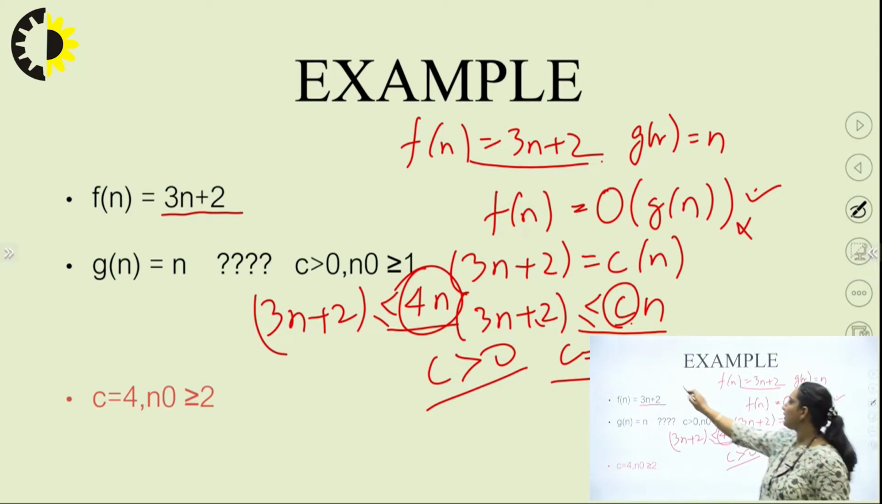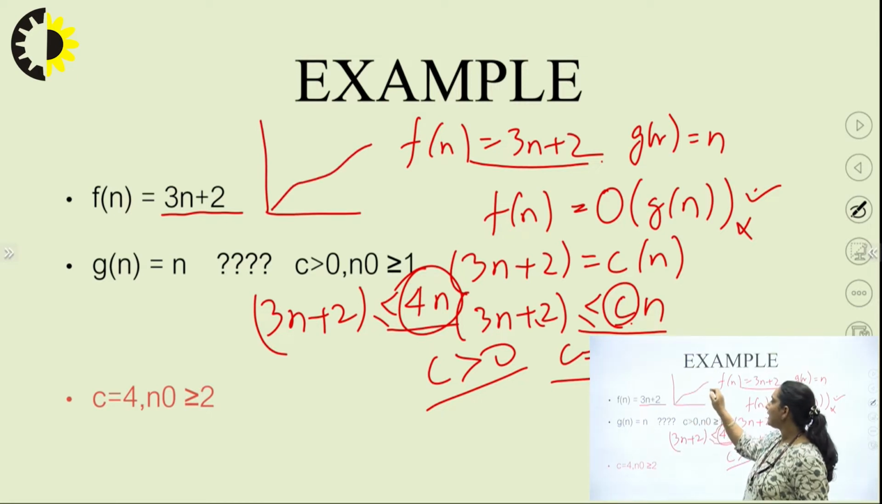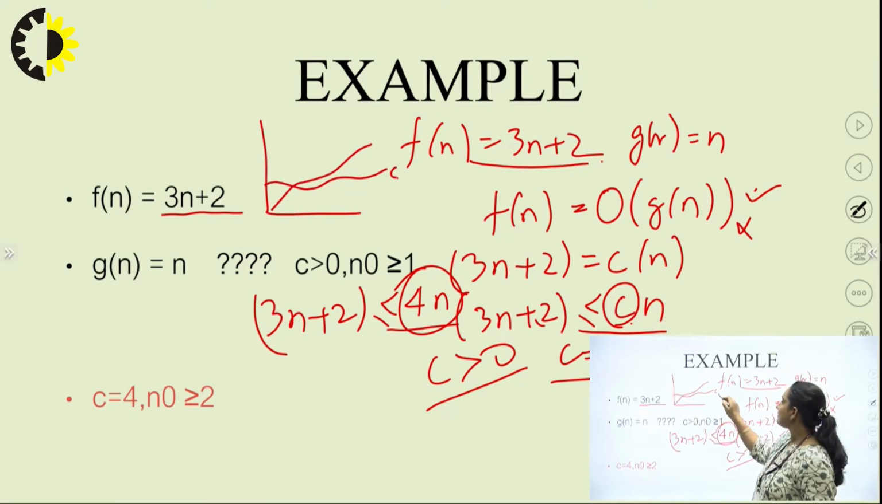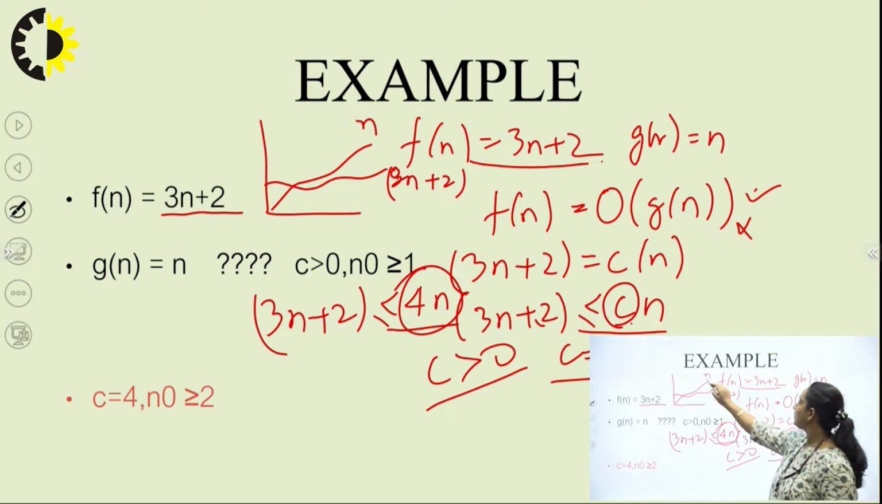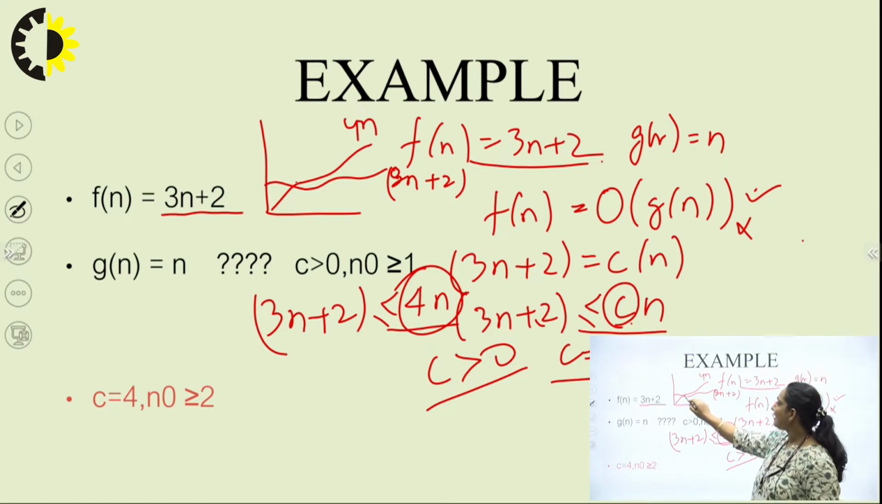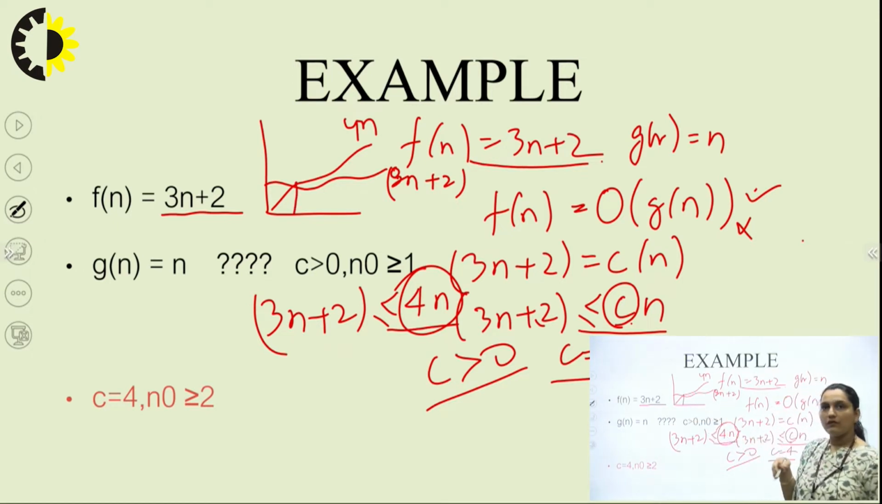So my function is going like this. This is 3n plus 2, and this is my 4n function. At any point, my function is always below at the n naught point. The importance of n naught is that before that my function may be higher, but at the point of n naught, my function f of n has to be lower than the c of g of n function. That is what the big O notation mentions.